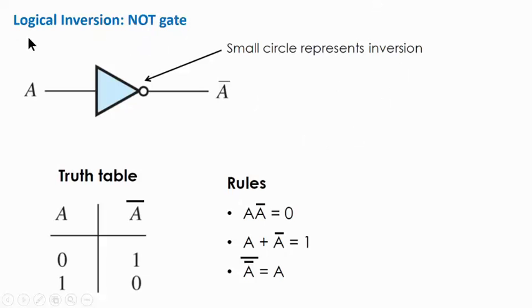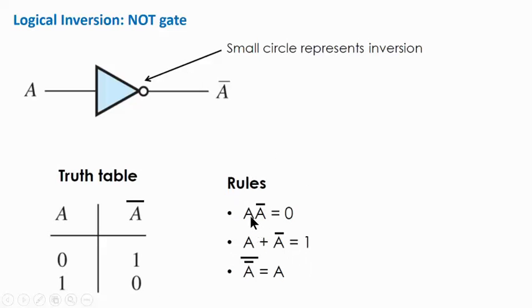So the next logic gate is called the NOT gate. So it's the logical inversion gate. It inverts. So if you provide A as input, it will invert, and this is the symbol for complement. It's also called the complement of A. So if this is A, the inverse of A is just the complement, A bar. A bar means just the complement, inversion. So its truth table is very simple. If your input is 0, output will be 1. If input is 1, output will be 0. And these are the rules.